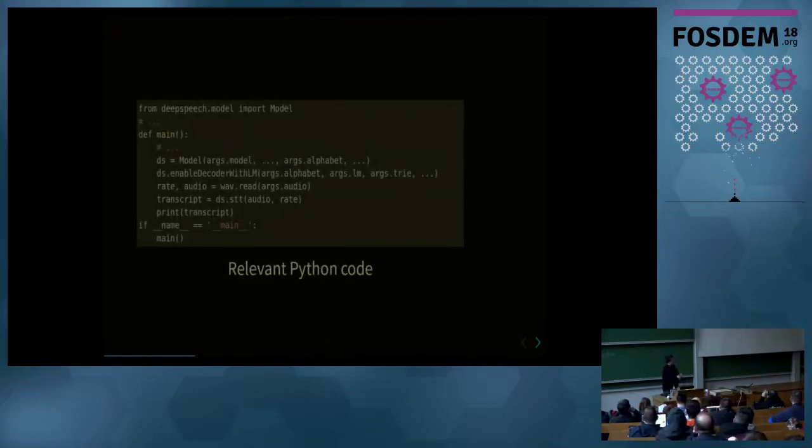So it's a simplified representation of this code. It's really simple. You have an import, you then create a model, then you enable the decoder with a language model, and you pass in pretty much what I passed into this command line utility, and then in the end you print the transcript.